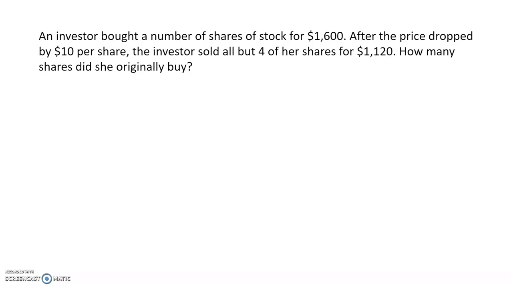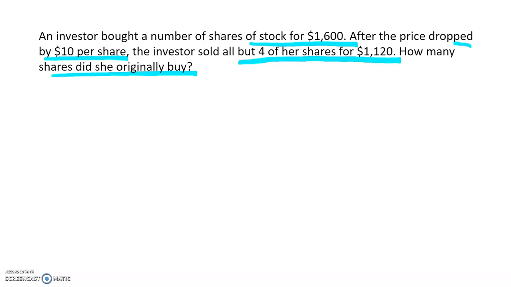Okay, so here's a question that pops up everywhere on worksheets, on the internet. So let's have a look at how to solve it. We have an investor buying stock for $1,600. It drops $10 per share. She sells all but 4 for $1,120. How many did she originally buy?